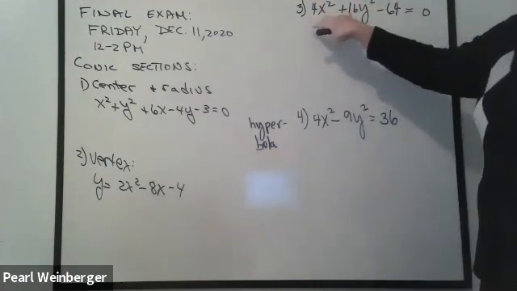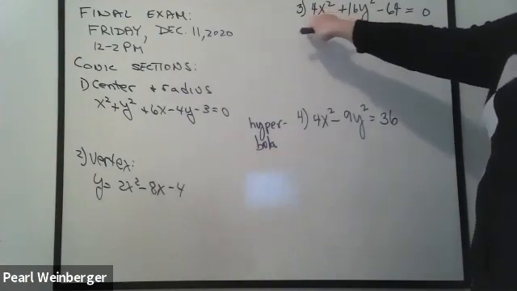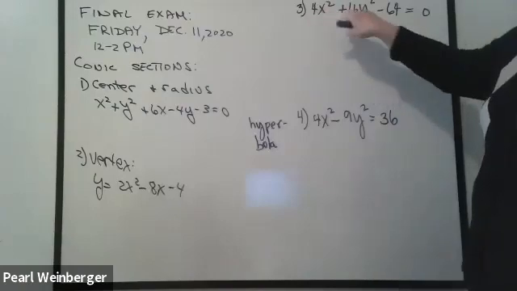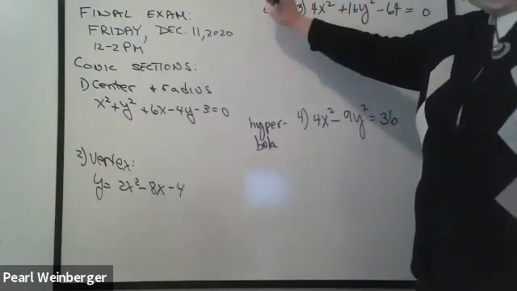This one has an x squared and a y squared term, and they're both positive, but the numbers in front of them, their coefficients, are not the same. That makes this an ellipse.